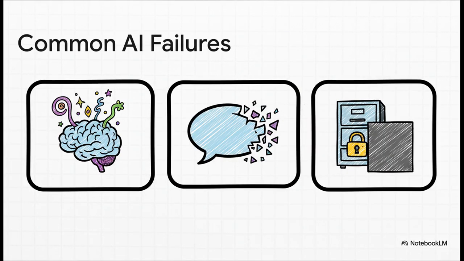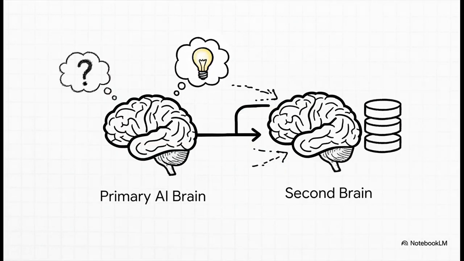Well, it usually boils down to three big problems. First, the AI hallucinates. It just makes stuff up and says it with total confidence. Second, it has what you could call conversational amnesia. It forgets what you told it 5 minutes ago. And maybe the biggest problem of all, especially for businesses, is that it knows nothing about your private data. It's locked out.